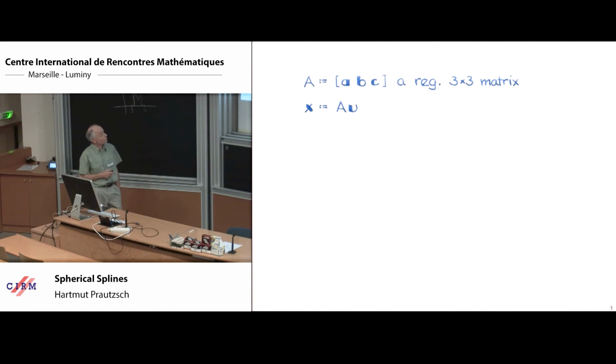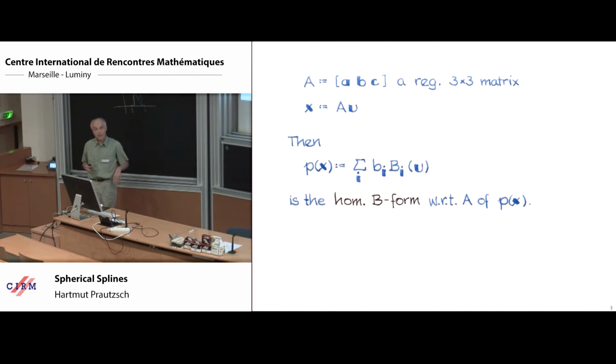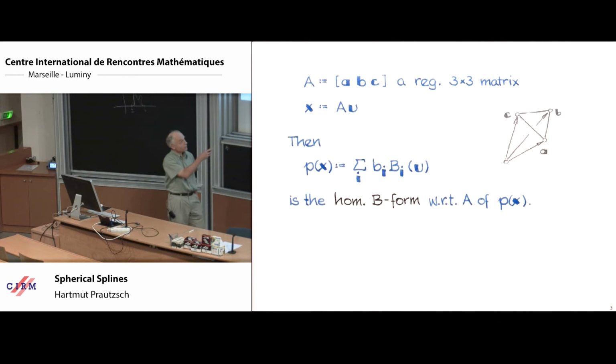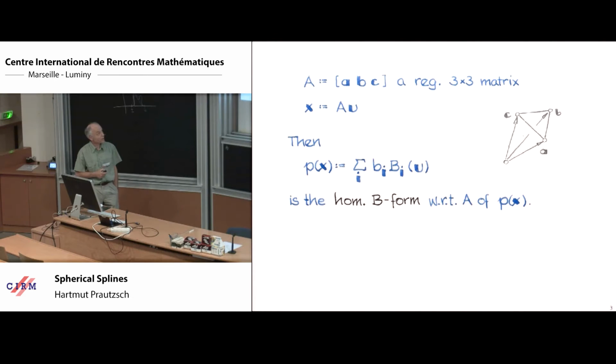With this basis transformation by this matrix A, we consider then homogeneous polynomials in X, which have then a unique Bézier representation. This is homogeneous, so we get here a homogeneous Bézier form with respect to this matrix A. And if we restricted everything, the 3 basis vectors define this triangle. If we restrict the polynomial and the Bernstein polynomials to the triangle or the plane of it, we obtain the standard Bézier form. Both have the same Bézier points.